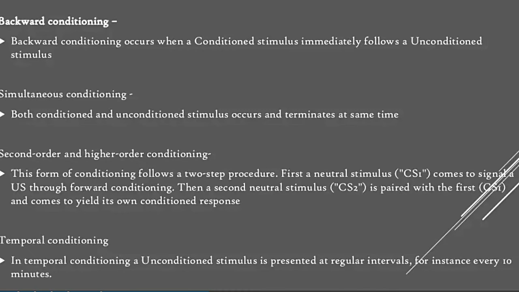Backward conditioning occurs when the unconditioned stimulus is immediately followed by the conditioned stimulus. Simultaneous conditioning: both the conditioned and unconditioned stimulus occur and terminate at the same time. Second-order conditioning follows a two-step procedure. First, a neutral stimulus comes to signal the US through forward conditioning. Then a second neutral stimulus is paired with the first and comes to yield its own conditioned response.